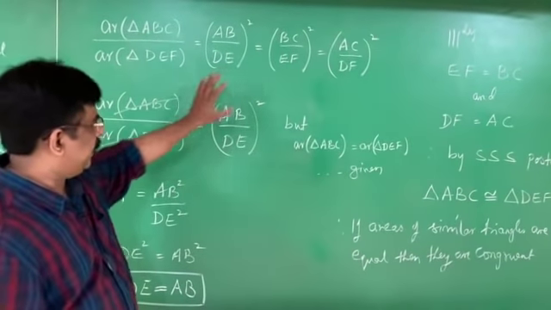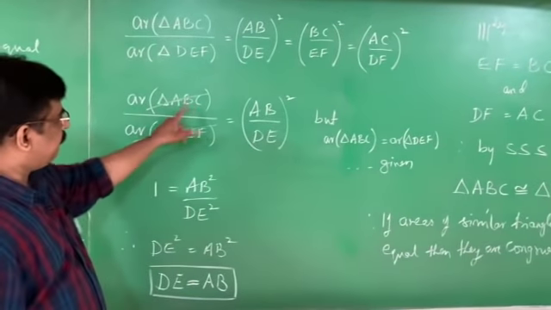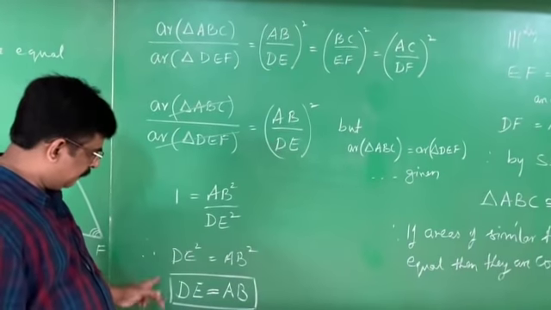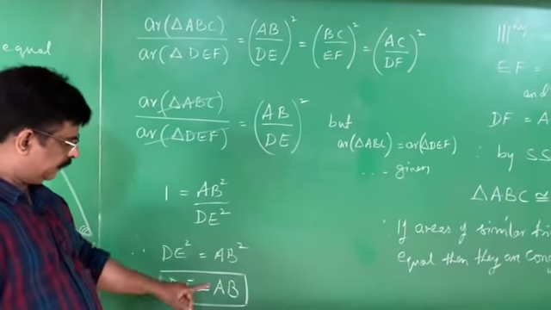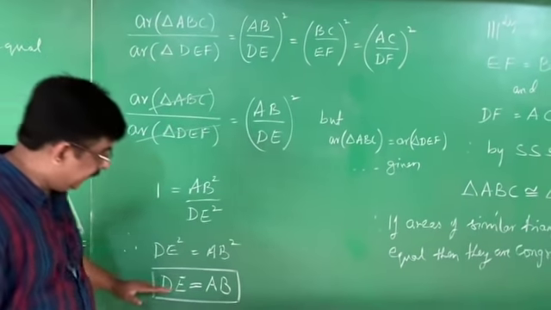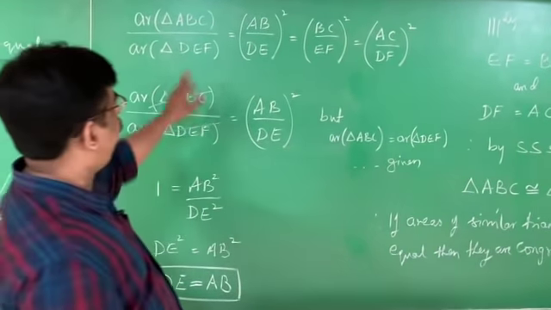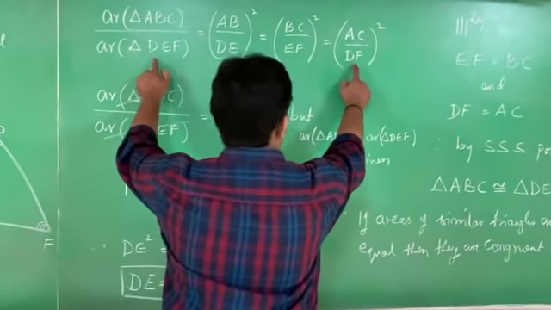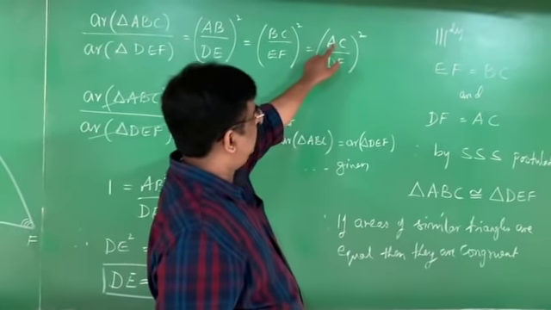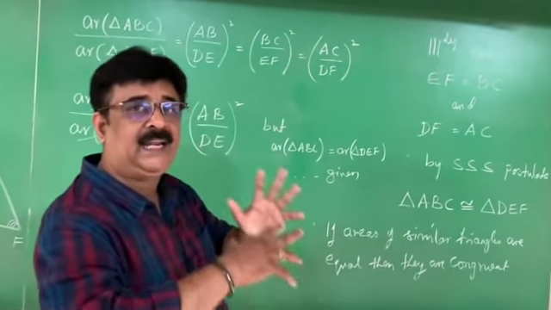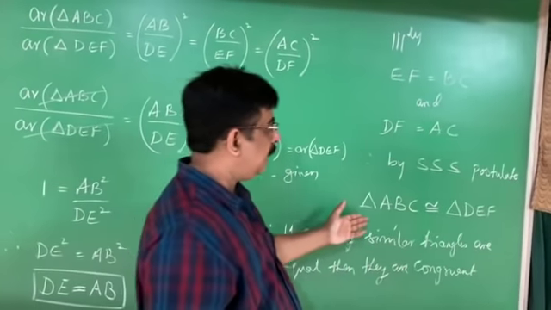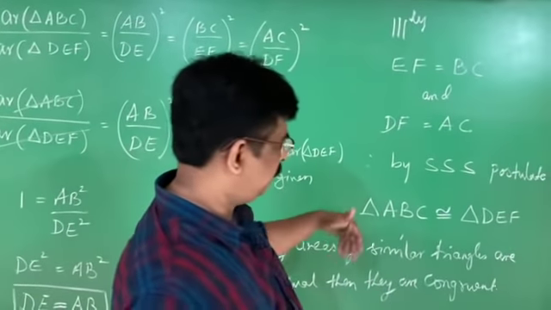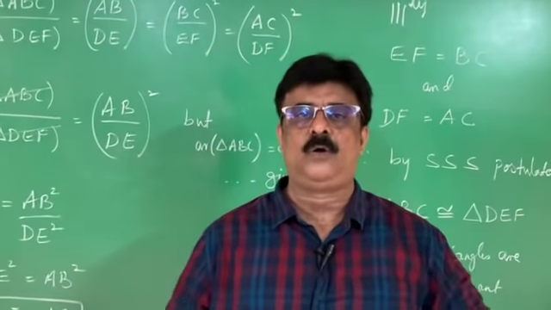Now I pick one ratio. Since areas of triangles are equal, I can cancel them. It becomes 1. I cross multiply, then I get DE is equal to AB. One pair of corresponding sides equal. Similarly, if I pick these two, I can prove that EF is equal to BC. If I take these two, I can prove that DF is equal to AC. All the three sides are correspondingly equal. Therefore, triangles are congruent. Then I get the statement, if the areas of similar triangles are equal, then they are congruent.